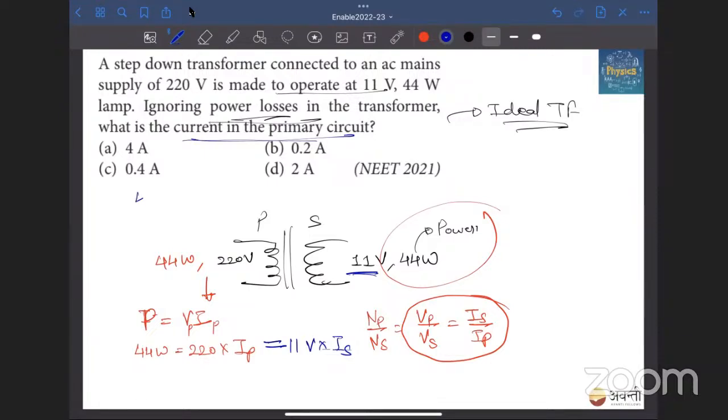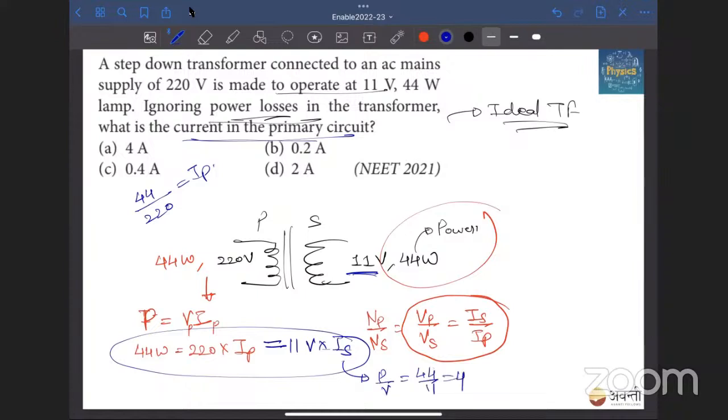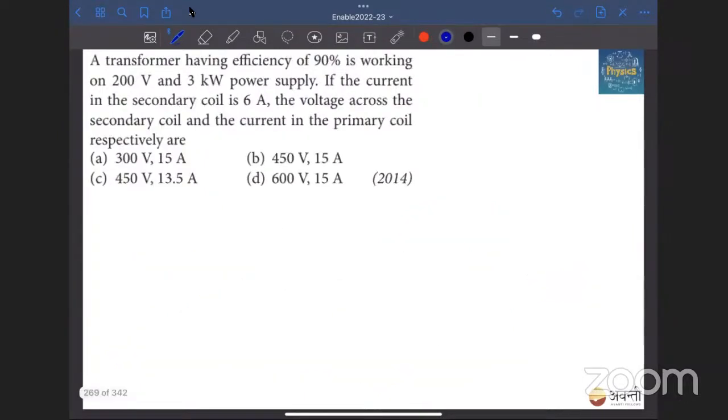Either you can say that power 44 upon 220 is the current in primary circuit, or from here also you can find. Okay, secondary mein kitna current hoga? Power upon voltage, that is 44 upon 11, that is 4. You can put this value here as 4 and you can get IP, or you can directly get IP from here. So IP will be approximately 0.2 amperes. Calculation is your part, right? So 0.2. B option is correct. Chalo, let's move forward. This is your homework question. Acha, I will put the homework question at the end.